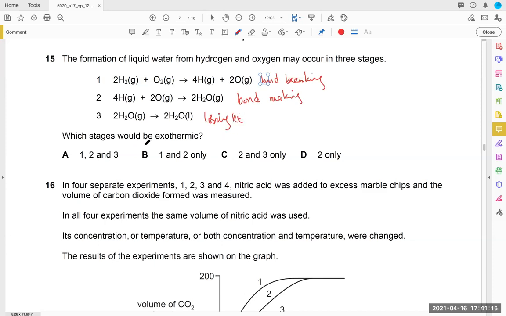Which stages would be exothermic? The ones in which energy is given out. So 2 is bond making. Bond making is exothermic. 3 is exothermic because energy in gases is higher, energy in liquid is lower, kinetic energy. So they have lost that kinetic energy. So it's going to be 2 and 3 only. In the first one, bonds are being broken, and to do that, you will have to supply a lot of energy. So that is endothermic.